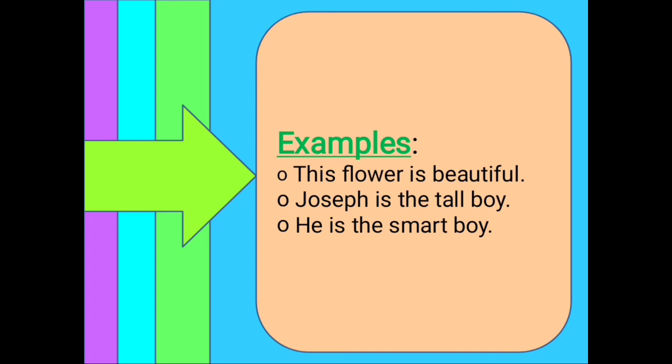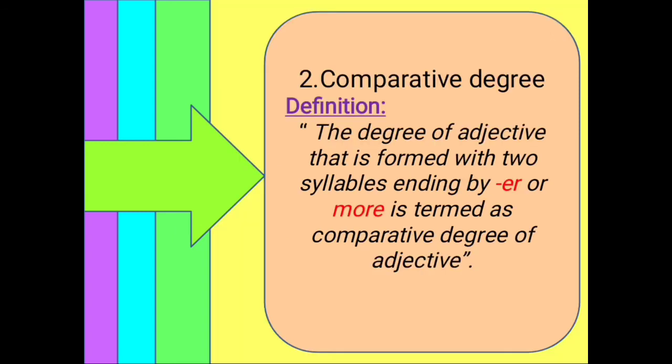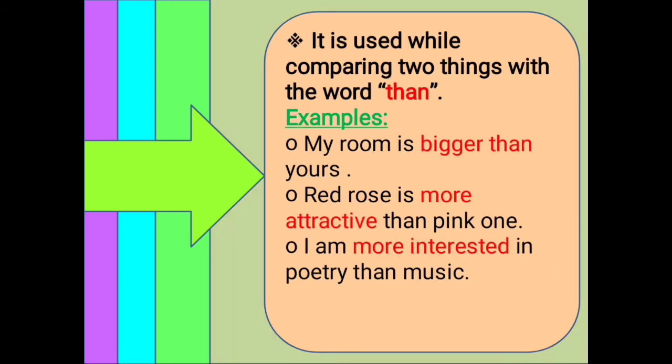And its second type is comparative degree. The degree of adjective that is formed with 2 syllables ending by ER or more is termed as comparative degree of adjective. For example, it is used while comparing 2 things with the word than. Means in this degree we use the word than as well to compare something with another one. My room is bigger than yours. Means 2 things are compared, 2 rooms are compared by the help of than.